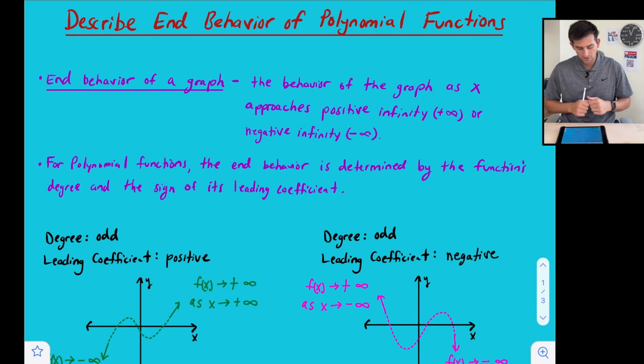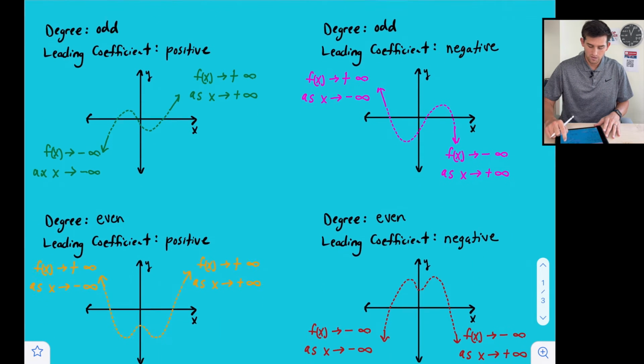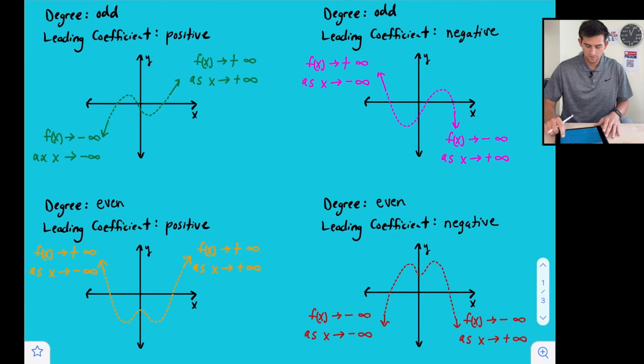So for polynomial functions, the end behavior is determined by two things. Number one, it's determined by the function's degree, so that's going to be our exponent. Our degree is either going to be an odd number or an even number. And also the sign of its leading coefficient. So is our leading coefficient a positive number or a negative number? So we have four different diagrams that we can look at here, because we have two options for degree, odd or even, and two options for our leading coefficient, positive or negative. So that gives us four options of how our graph could behave.